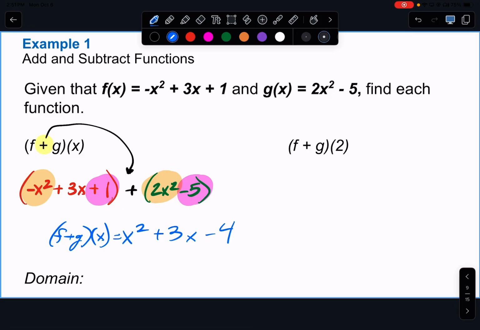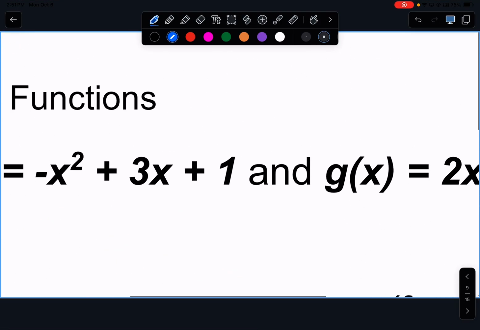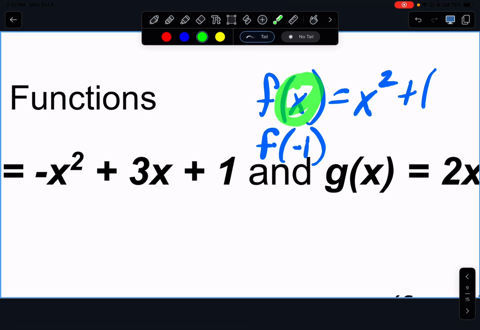Okay? Now, normally, look up here at the top. When I have f of x equals x squared plus 1, and then I tell you to evaluate the function for negative 1, what are they saying? Negative 1 is what? They're substituting negative 1 for what? X, right? Because this is x right here in this function. They're saying, instead of x, we're going to say it's negative 1.